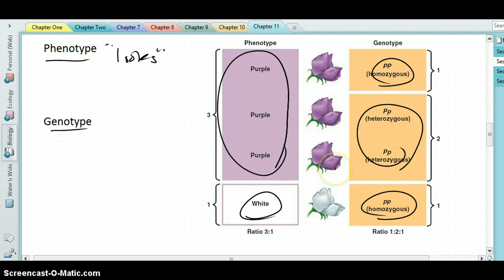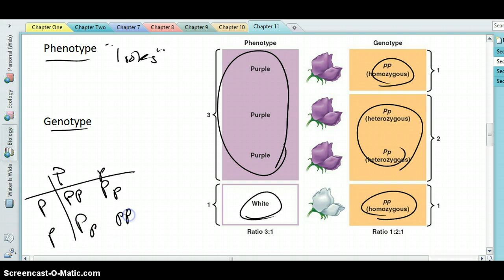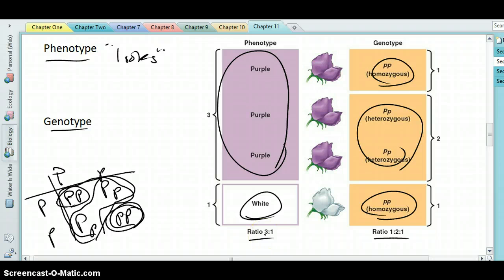Also notice the ratios. If you do this cross, big P, big P, little p, here's what we get in the offspring. Okay. Notice that we get 3 purples to every 1 white, a 3-to-1 ratio. And we get 1 homozygous dominant, 2 heterozygotes, 1 homozygous recessive, a 1 to 2 to 1 ratio. So notice our phenotype ratio is different from our genotype ratio. That's not always the case, but it is in this particular cross.